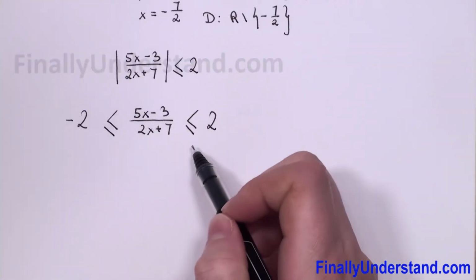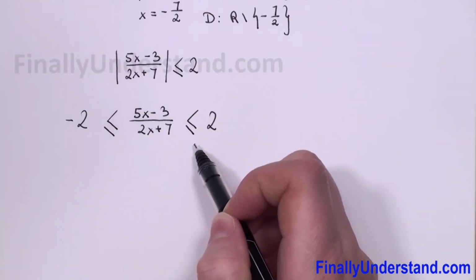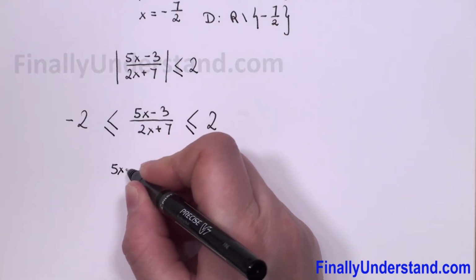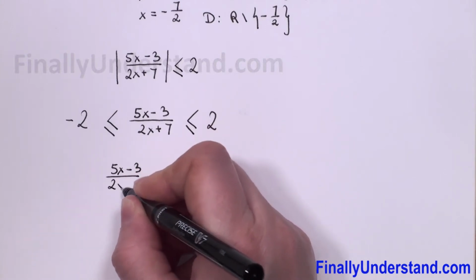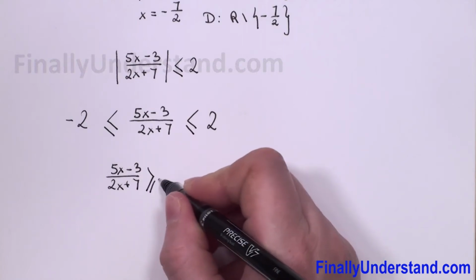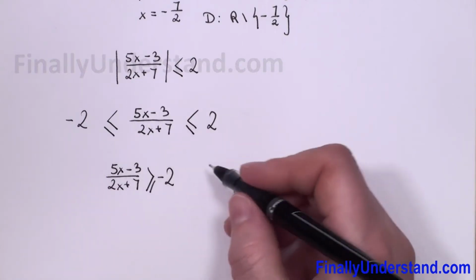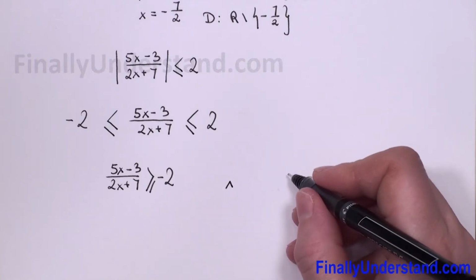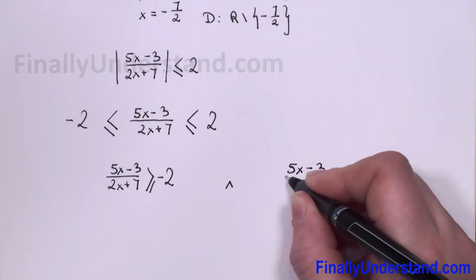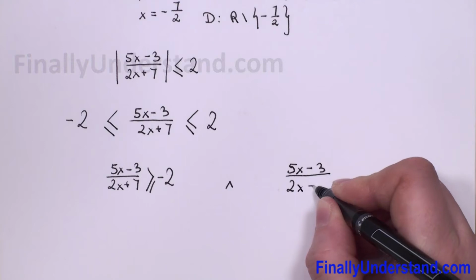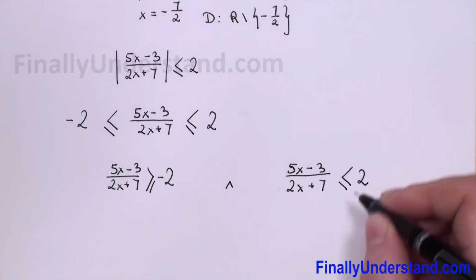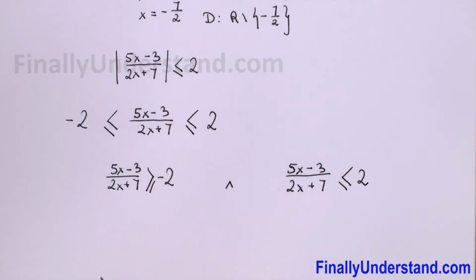We can rewrite this double inequality as two inequalities. So it will be 5x minus 3 over 2x plus 7 should be greater than or equal to negative 2. I just changed the sides. And we have a second inequality: 5x minus 3 over 2x plus 7 must be less than or equal to 2. First we will solve this inequality.